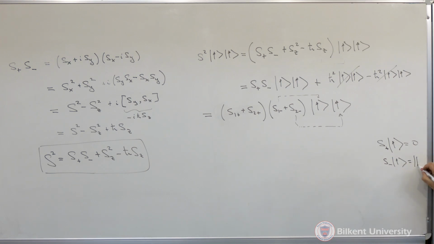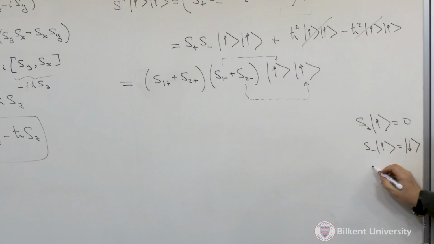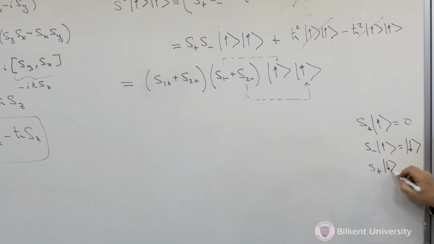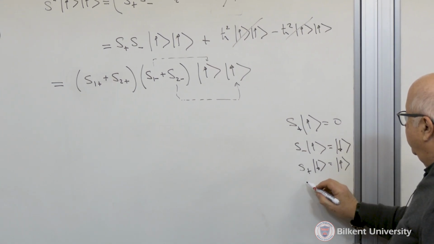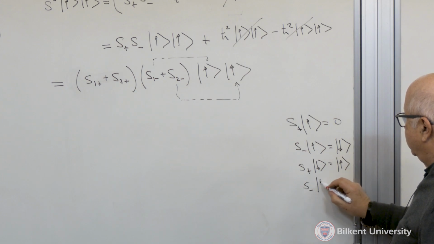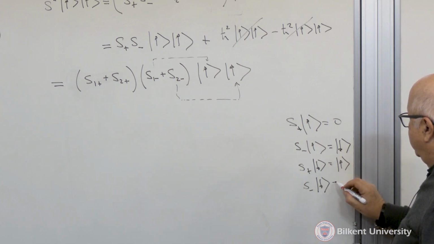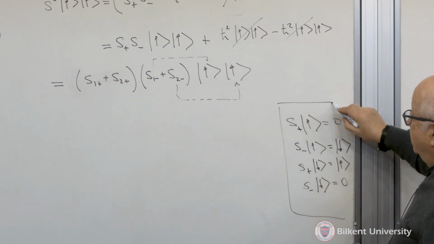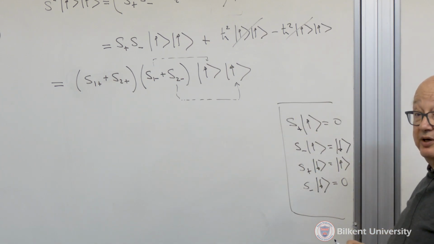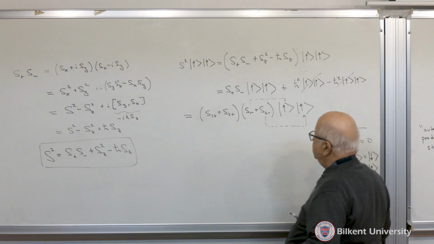Okay, this is down. So S plus on down is also just up. For spin 1/2 cases, S minus on down is what? 0, okay, because there's no place to go down. Okay, so I have these things. So now I'll do my algebra.